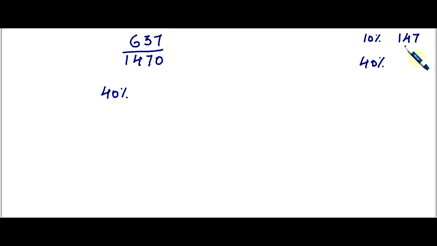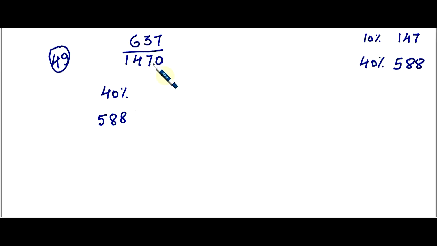Now, double of 147 will be 294, and double of 294 will give me 588 as my 40%. So I've got 588 as my 40%. Now, out of 637, I just got 588. Now I have to cover the rest, and rest is 37 plus 12. That is, I have to cover the rest 49. And I have to find out this 49 is what percentage of 1470.